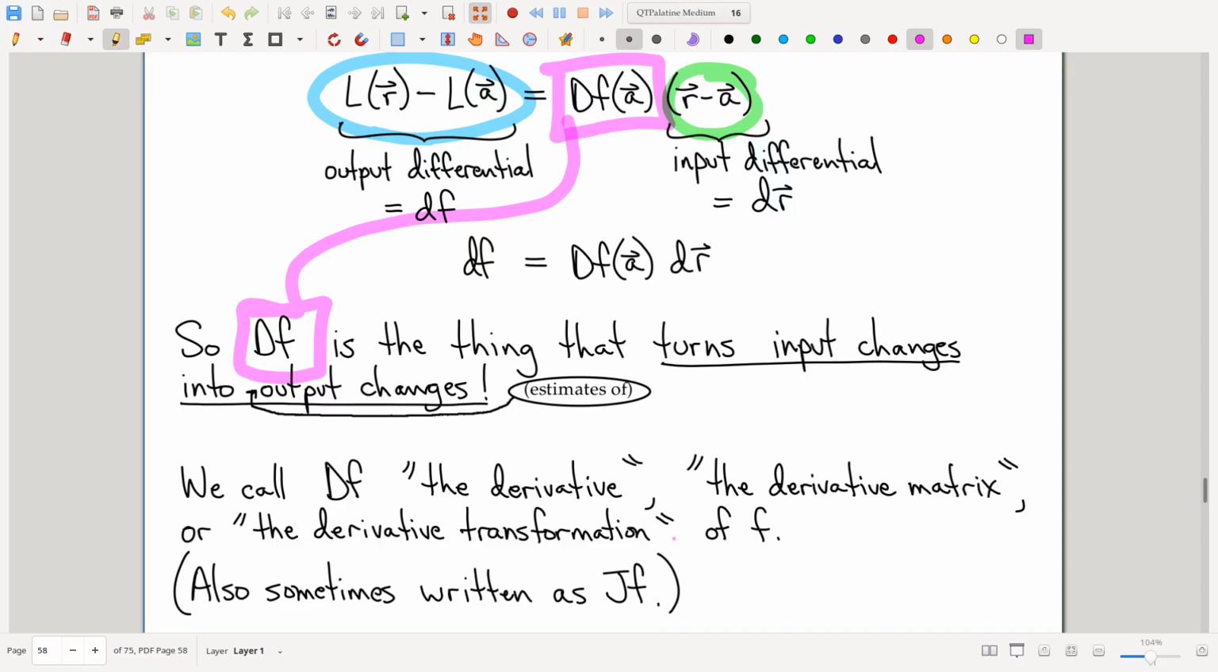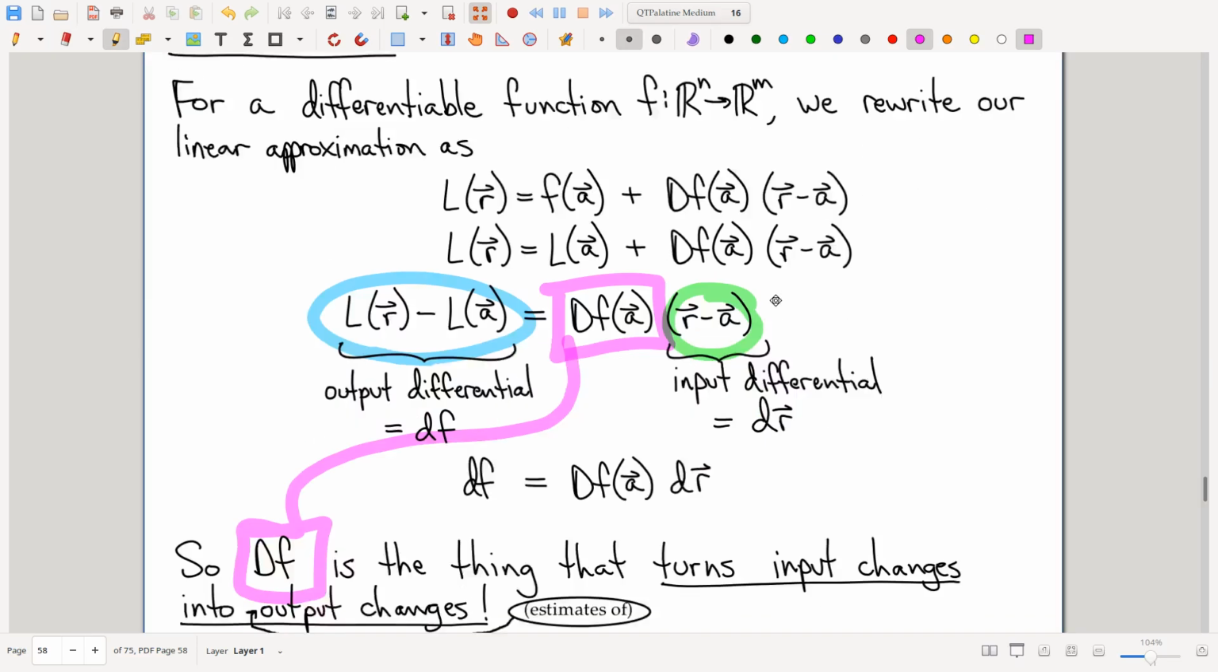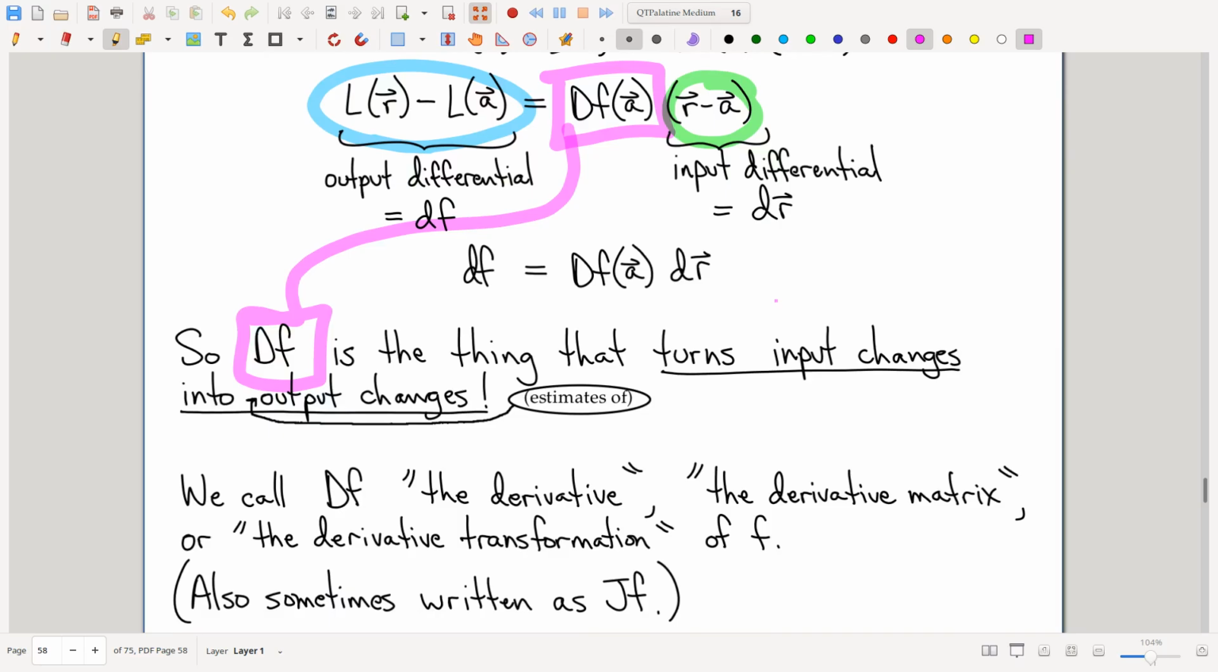I think this is a really important point of view on the derivative matrix. Previously, we had observed that it plays a role analogous to the role that the derivative played in single variable linear approximations. And that was somewhat compelling, arguably. I think this is more compelling. It's literally doing exactly what derivatives are supposed to do.